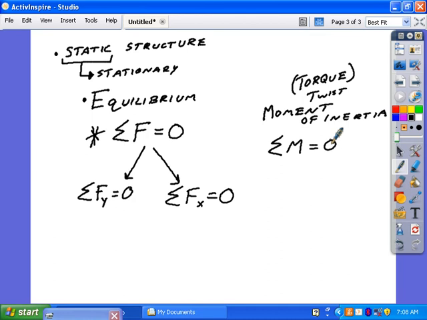Now, the difference here. This part over here is absolute. No ifs, ands, or buts about it, and no matter what reference frame you choose, the y direction is always up and down. The sum of the forces in the y direction always has to equal 0. X direction is always left and right. The sum of the forces in the x direction always has to equal 0.